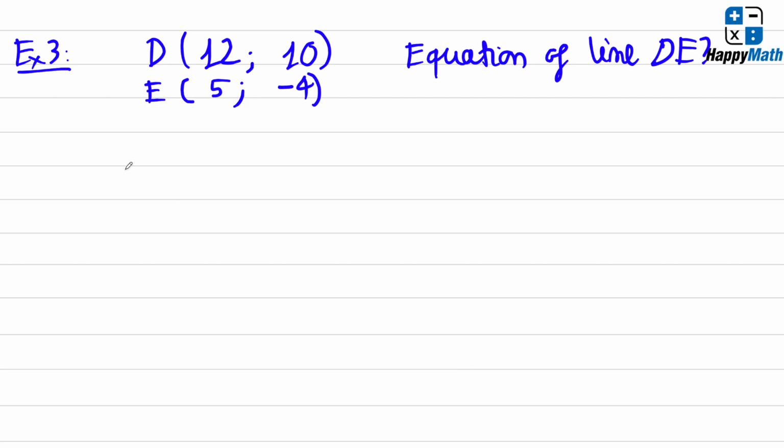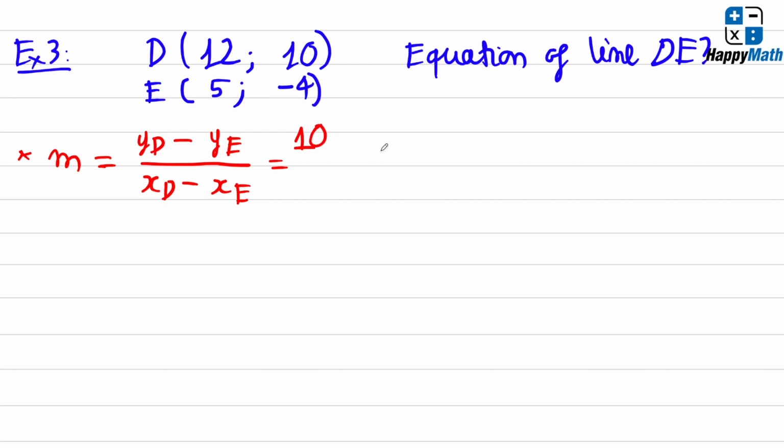So first thing, I have to find m. For m, I will use the formula: yD minus yE divided by xD minus xE. You can write out the formula in this form. And now you have 10 minus yE, and yE is negative 4. I can write it out like this. Is that true?